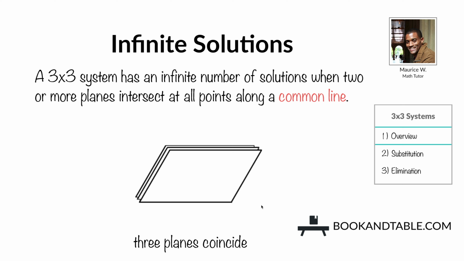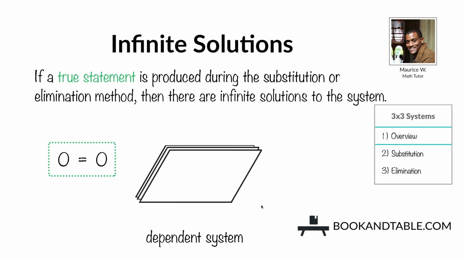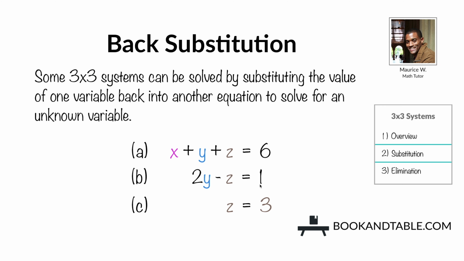Now, for infinite solutions, if a true statement is produced during the substitution or elimination method, then there are infinite solutions to the system. So this will produce a statement such as 0 is equal to 0. So if you wind up with a statement such as this one while you are doing the algebra, then you know that this is a system with an infinite number of solutions. So these are the different scenarios that we'll be encountering throughout the remainder of this chapter. Let's now begin discussing back substitution.